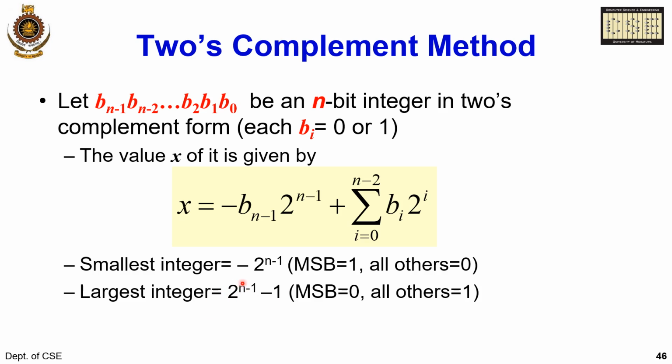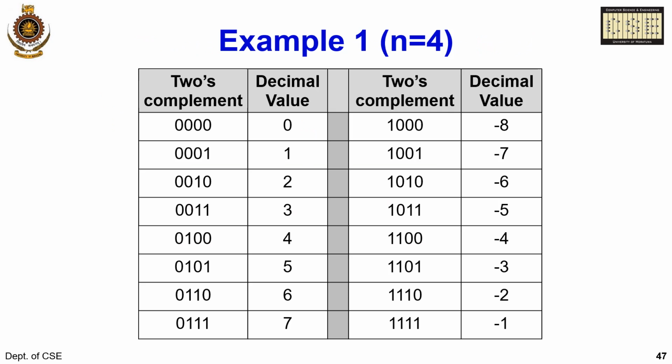2 to the power n minus 1 minus 1. It will be clearer how to get the value of a 2's complement number when you look at these examples. So let's consider a 2's complement number where n is 4, right? N is 4 means you have a 4-bit 2's complement number.